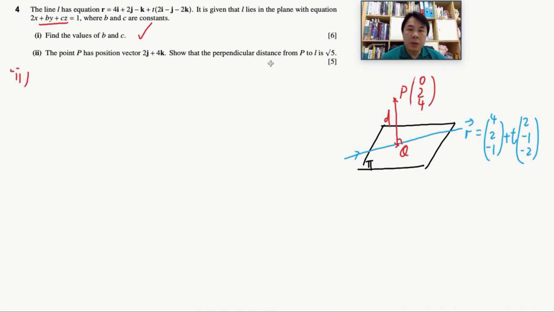Alright. Now our objective here is to prove that the perpendicular distance between P and the line is given as root 5. Now first of all, to work this out, we have to obtain a position vector on the line which is perpendicular to P. So for that, we're going to write the compressed form for this. The compressed form for r can be written as 4 plus 2t, 2 minus t, negative 1, negative 2t. Did I get it correct? Yeah, correct. Now from here, we can state that any point on the line can be given by this particular vector.